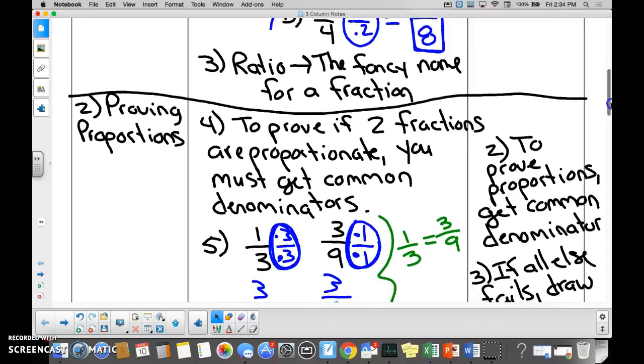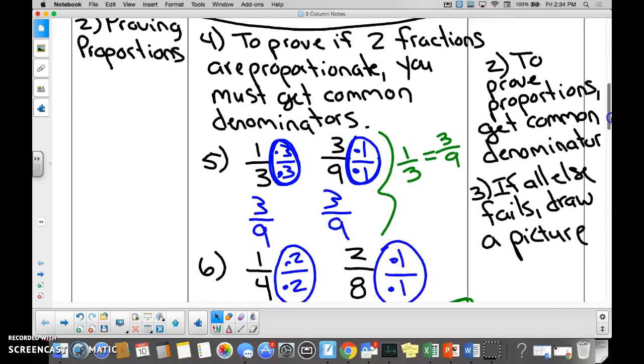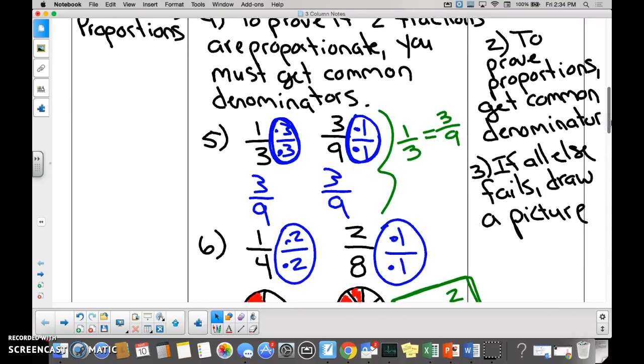Proving proportions. In order to prove that 1/3 and 3/9 are the same, what do you have to do with the denominators, you guys? In order to prove or disprove whether or not they're the same, what must we do with the denominators? Yusra? Not multiply, not divide. We have to get them the same. Then you got to just decide how to get them the same.